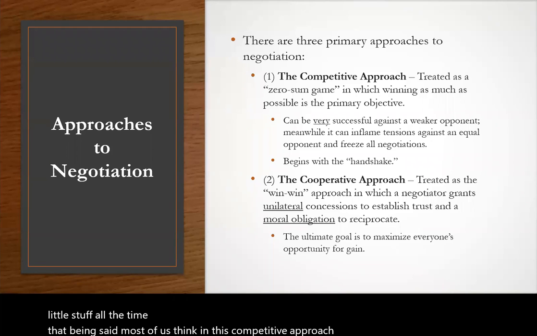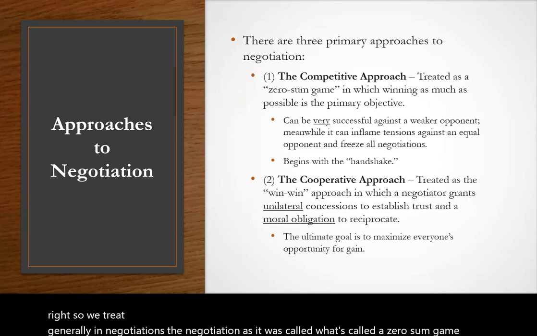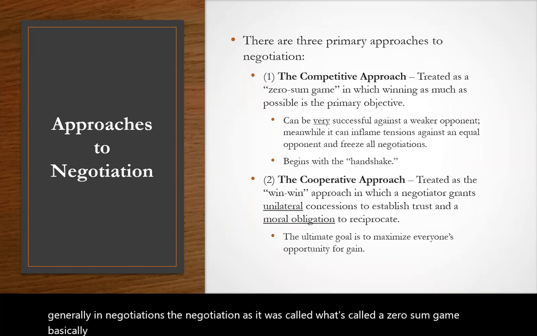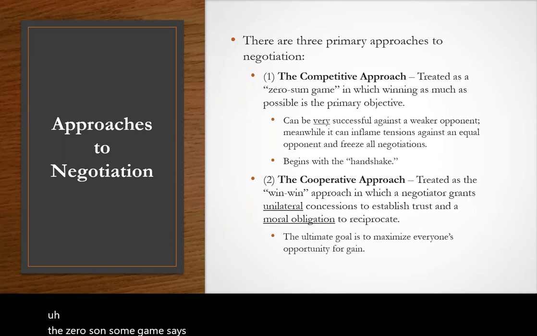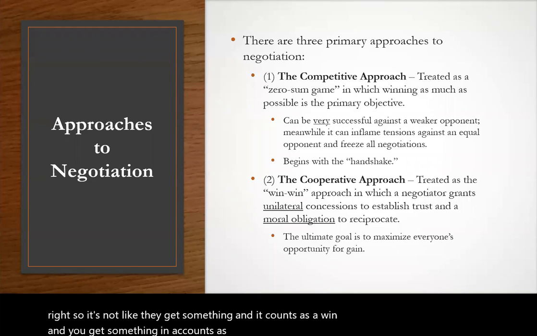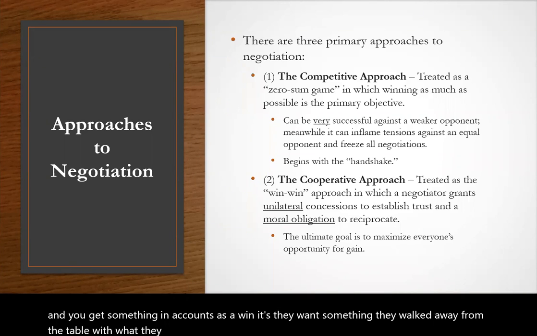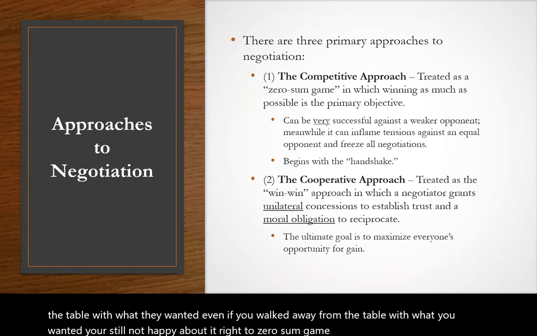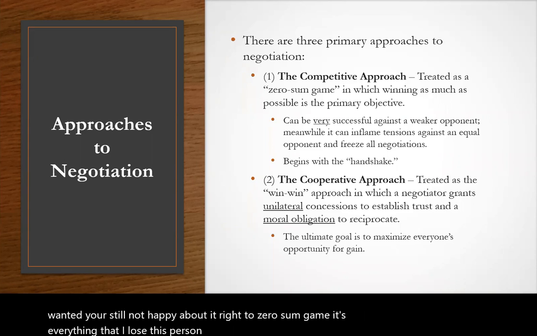So generally in negotiations, we treat the negotiation as what's called a zero-sum game. Basically, the zero-sum game says everything that they get, you lose on. Everything that you get, you win on, and then they lose on, right? So it's not like they get something and it counts as a win, and you get something and it counts as a win. It's they won something. They walked away from the table with what they wanted. Even if you walked away from the table with what you wanted, you're still not happy about it, right? It's a zero-sum game. Everything that I lose, this person benefits. Everything that person loses, I benefit.